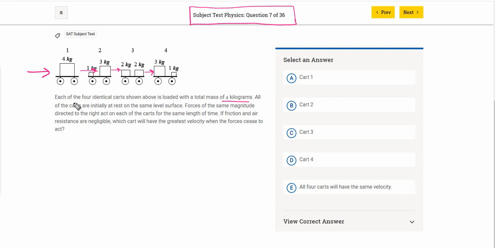In this question all the carts have the same masses. So the force in the forward direction will be the same, and there is no force in the backward direction due to friction or resistance. So all the carts will be moving with the same velocity. That will be option E. So let's check it, and that's right. So now let's move on to the next one.